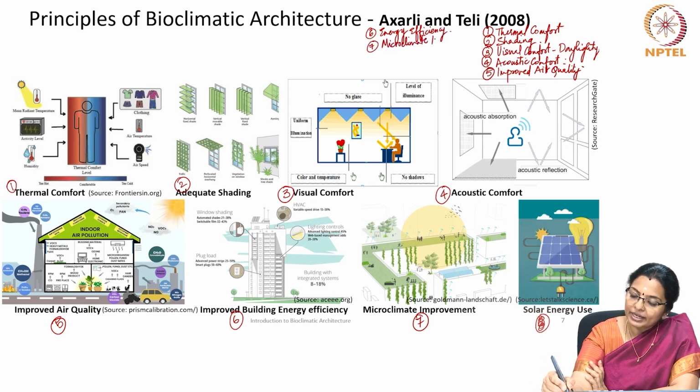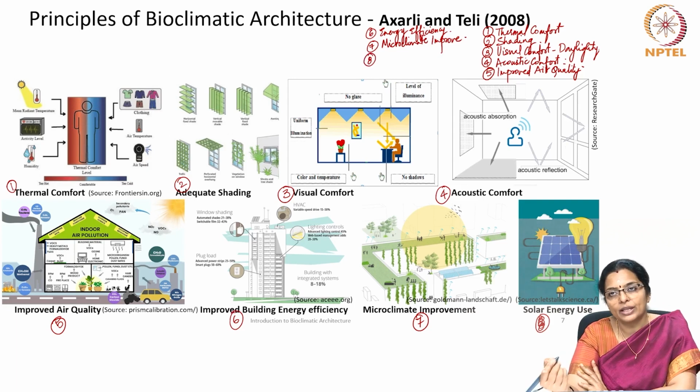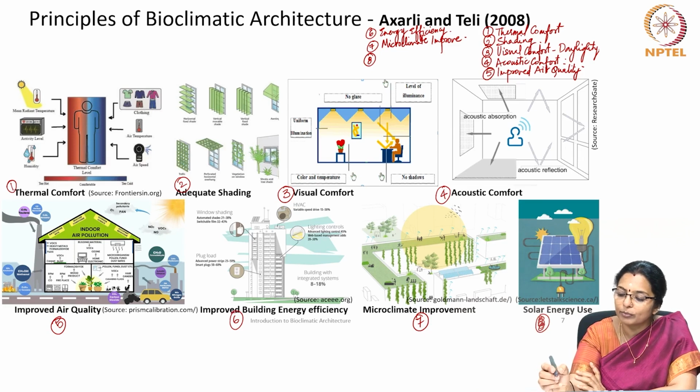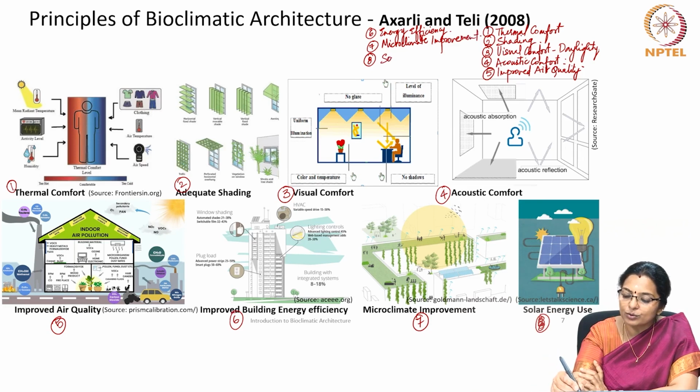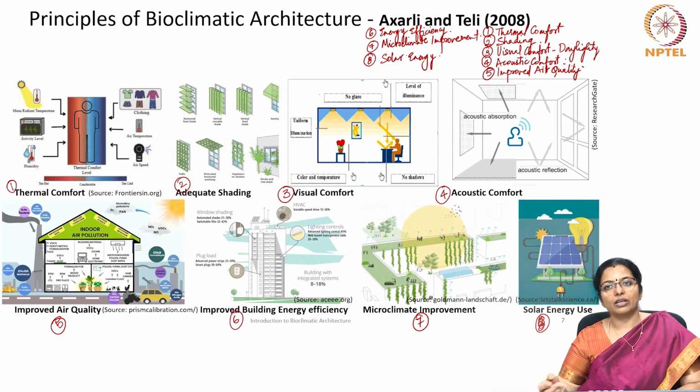So, microclimate has to improve, which means we cannot use the outdoors as a heat sink. If you do that, then the indoors will become comfortable, but the microclimate will go for a toss. So, microclimate improvement is important, which means we are looking at the environment holistically. And last is use of solar energy or any energy which the environment is giving, such as even wind energy.